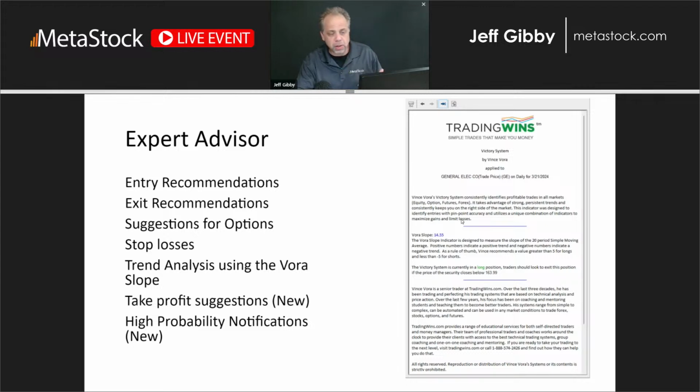Vince did a really good job of showing those, just to iterate a little bit on what these include. They include entry recommendations, exit recommendations, and suggestions for stop options. For example, if you look in here, it's going to tell you, okay, you could consider this expiration, it's going to last this long, etc. It gets really, really detailed in terms of if you're doing an option trade, what you could look at and how long you're planning to be in that trade. You get stop losses, you get trend analysis for the Vora slope, and if there's a high probability notification, it will also be annotated.